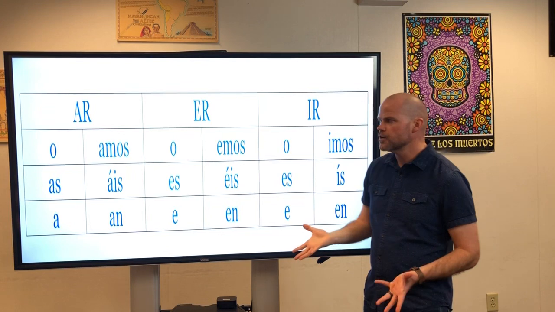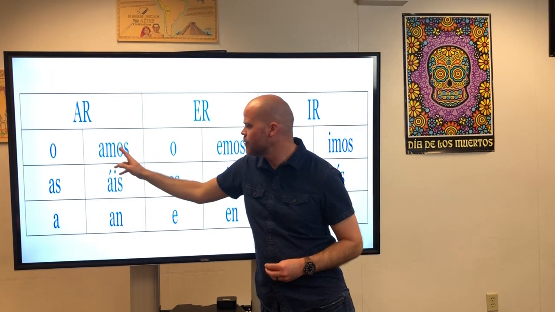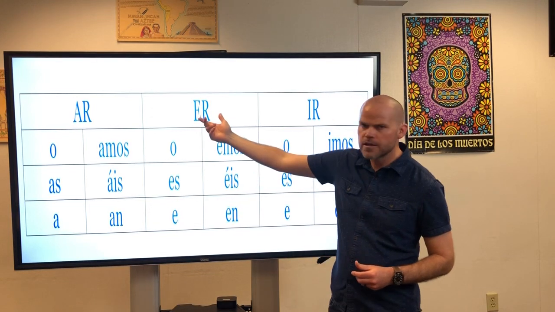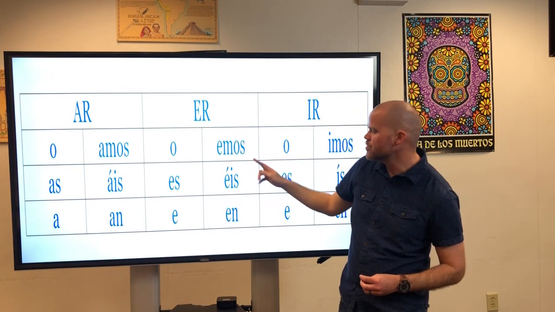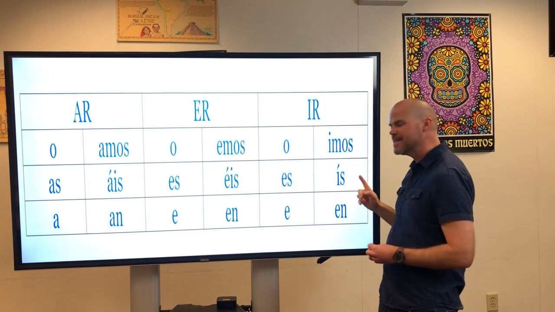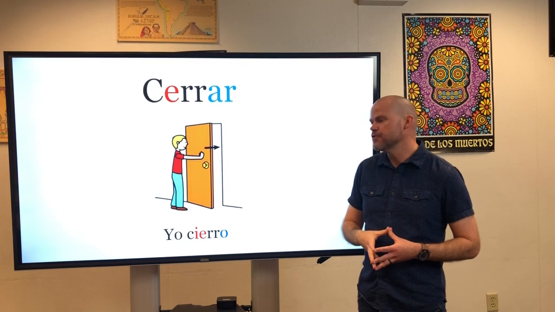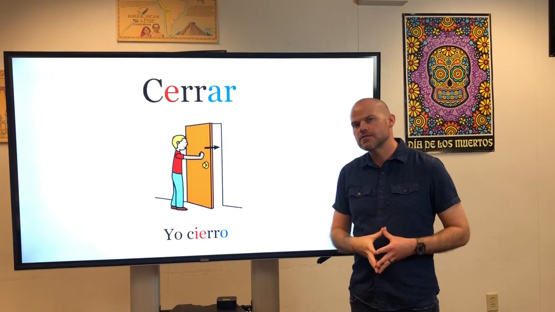So if you need a refresher, here we have the AR endings: o, as, a, amos, áis, an. The ER endings: o, es, e, emos, éis, en. And finally, the IR endings: o, es, e, imos, ís, en. Muy bien, so let's take a look at a few examples of E to IE stem-changing verbs.